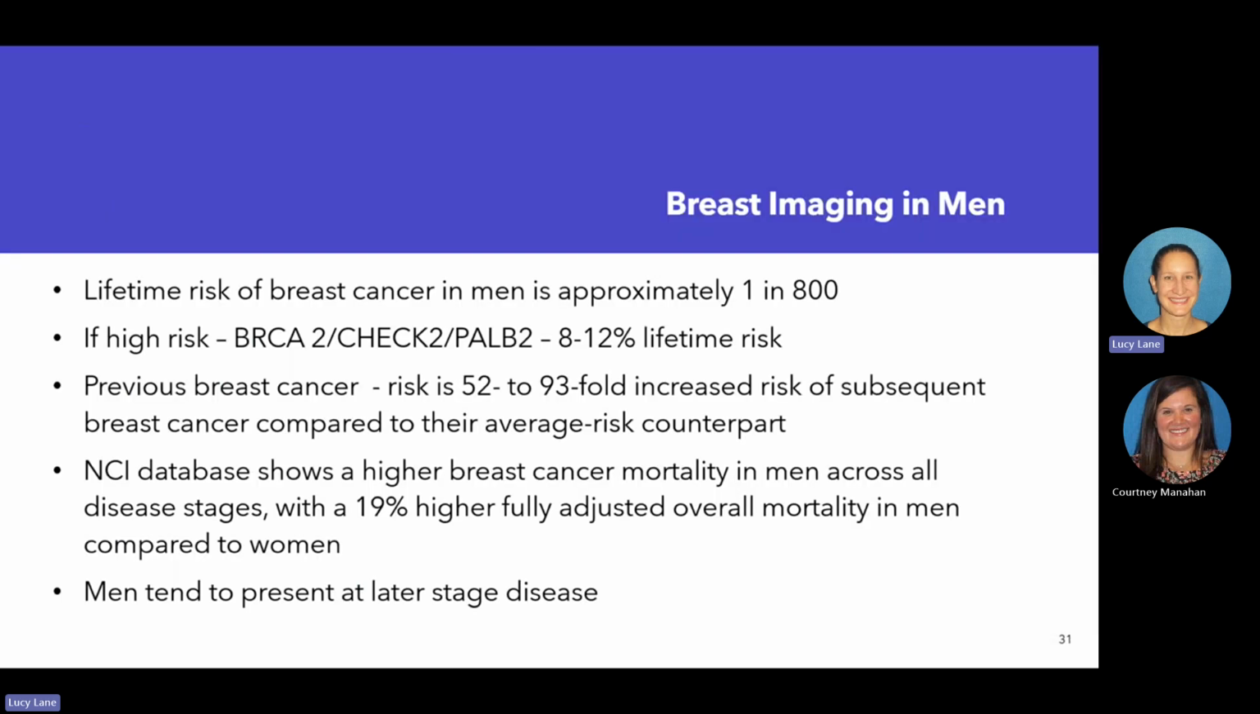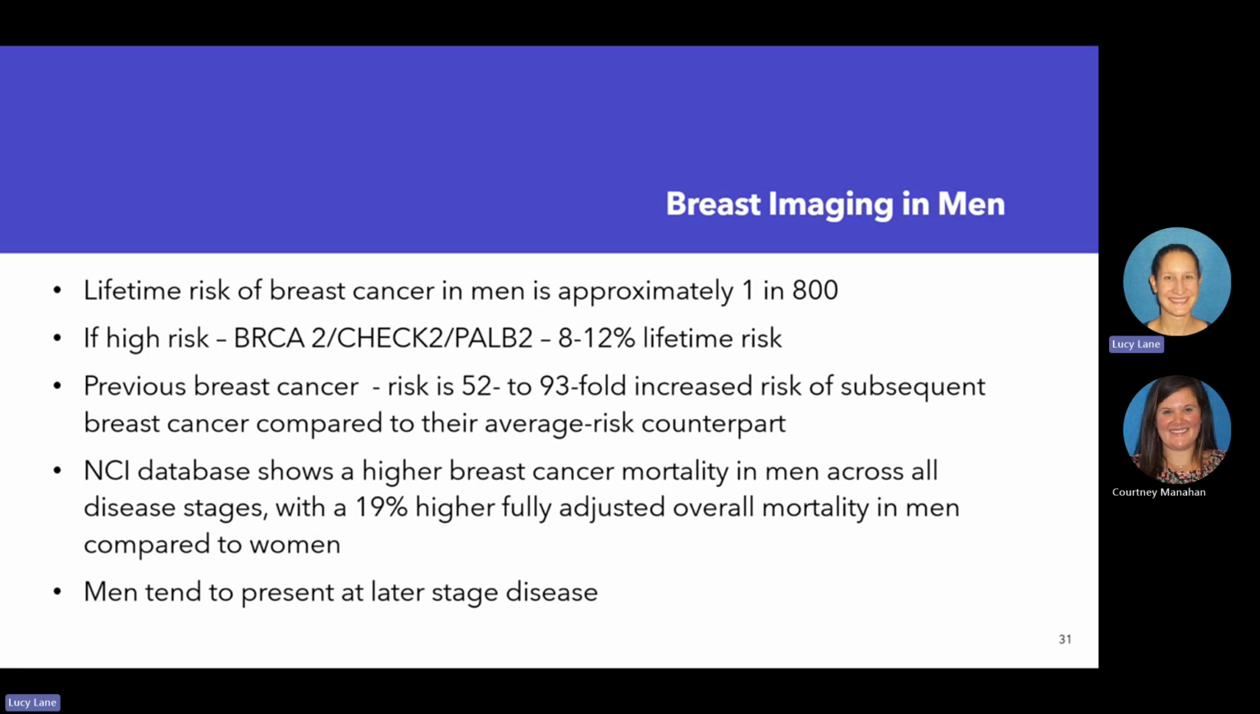So, breast imaging in men, the lifetime risk of breast cancer in men is approximately 1 in 800. If they're high risk, so BRCA2, CHEK2, PALB2, these are all genetic risk factors, it can increase their risk to 8 to 12%, which is basically the risk of a woman.